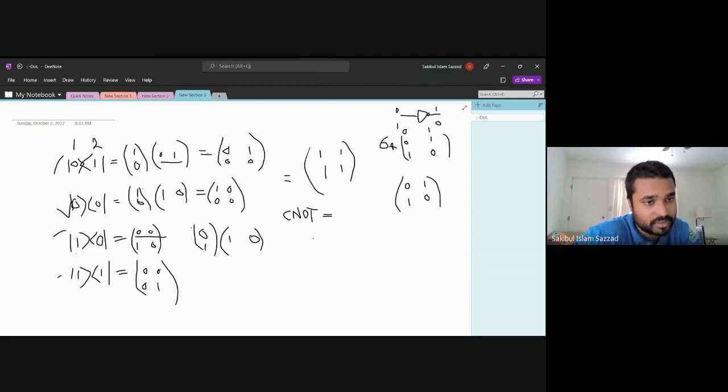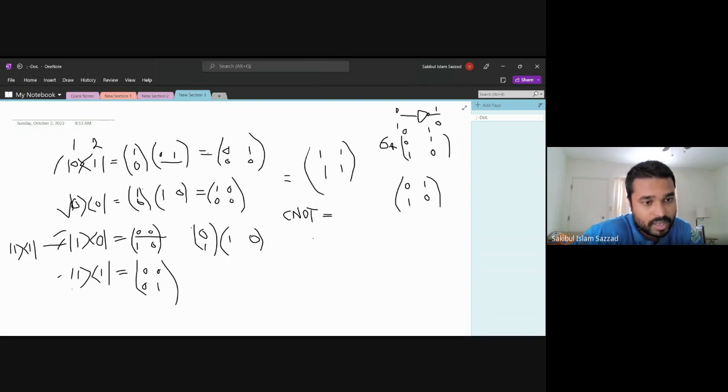But I can apply it here because the first qubit is 1, and I can apply the NOT gate for the second qubit. And the NOT gate for the second qubit will be, 0 will be 1 actually. So the output, if I apply the CNOT gate for the 10 cat state, I will get 1: the first qubit stays as it is, but the second qubit will not be 0, it will be 1.